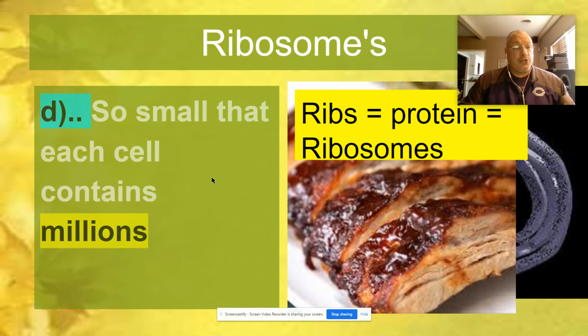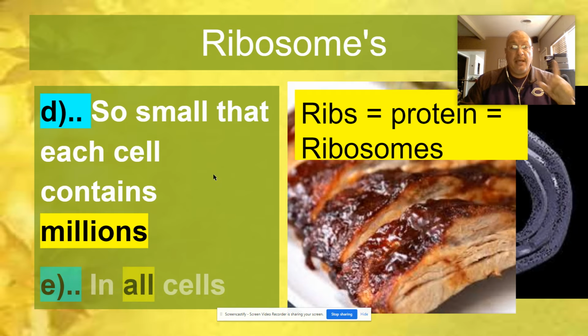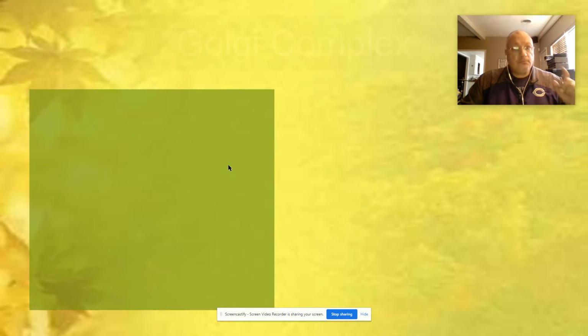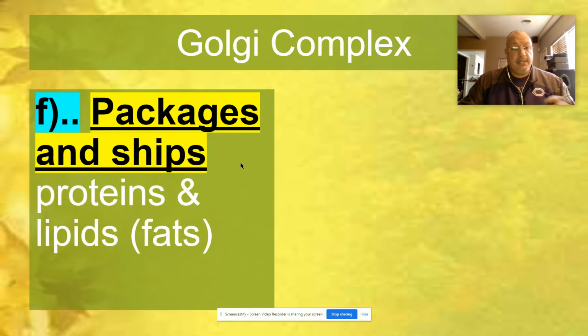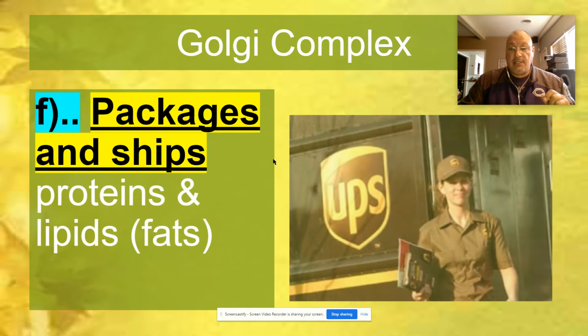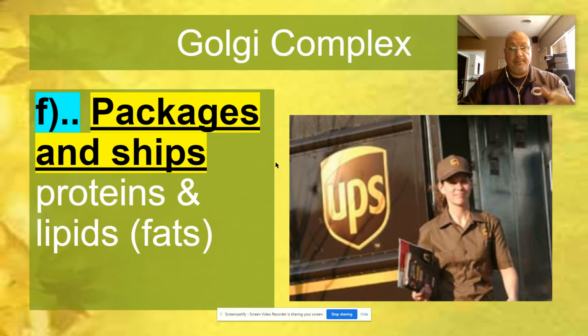Okay, so they're so small that each cell can contain millions of these things. They're teeny tiny. Okay, and they're in every single cell because all cells have to make protein. Okay, so the Golgi complex is next. So we package and ship proteins and lipids around the cell, just like UPS. It packages it up and it ships it off to where it needs to go.